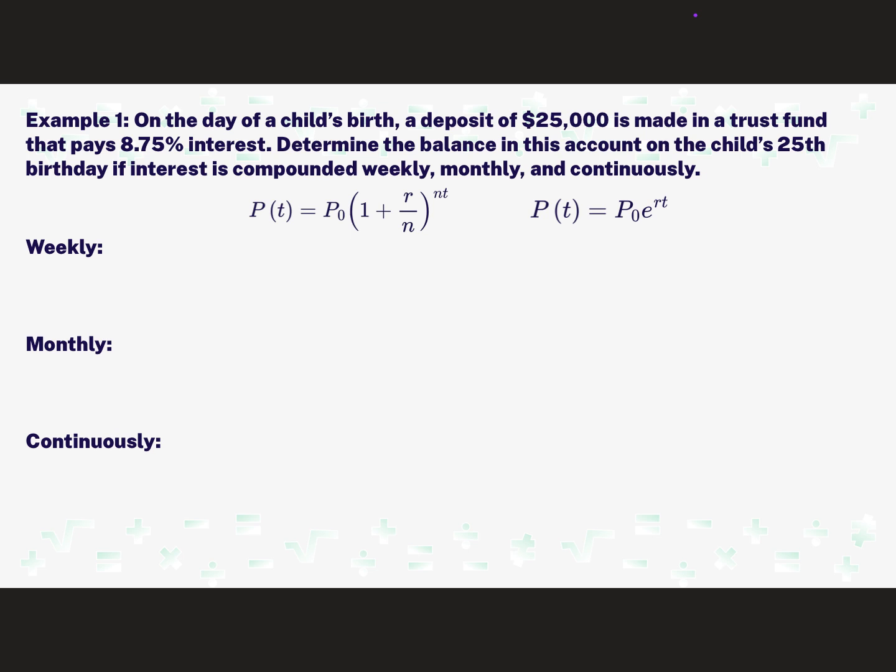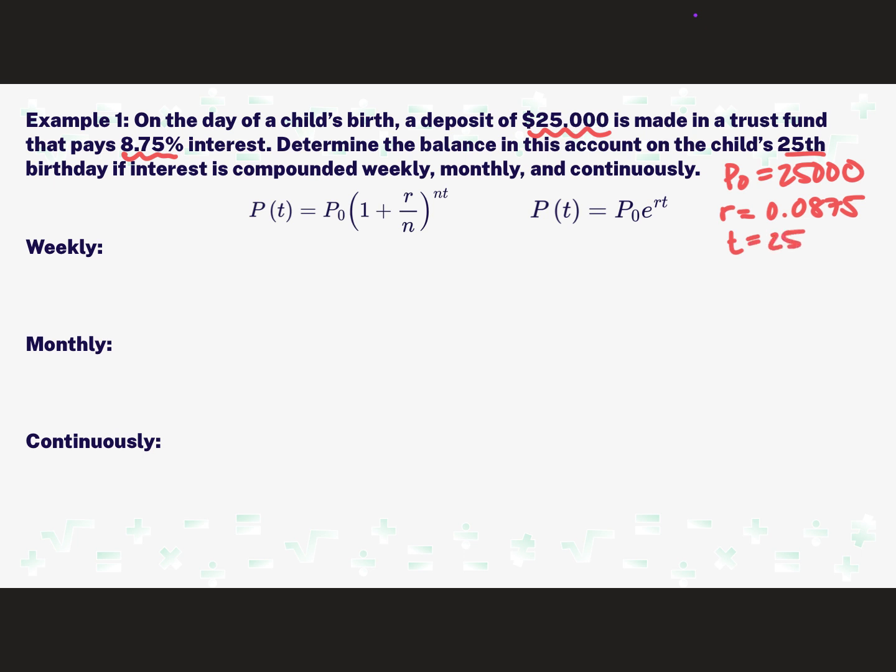So a few things are going to stay the same regardless of how often this interest is compounded. Firstly, the principal is going to stay the same. That's the initial amount, $25,000, as well as the interest rate. As a decimal, that would be 0.0875. The other thing is going to be time. We're going to be looking at 25 years in the future.